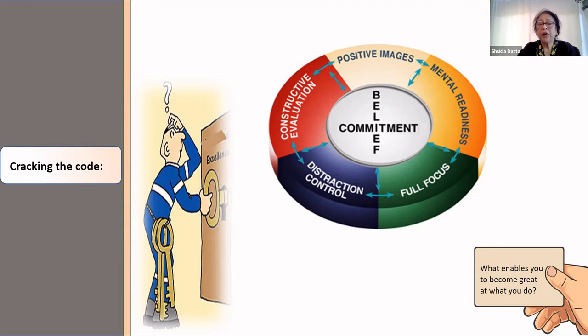Now, belief and commitment constitute the hub of human excellence. We'll now be talking about each one on the outer loop. And remember, all these have a synergy, one element reinforcing the other. All together, they create the whole synergy that contributes to excellence. Next slide, please.